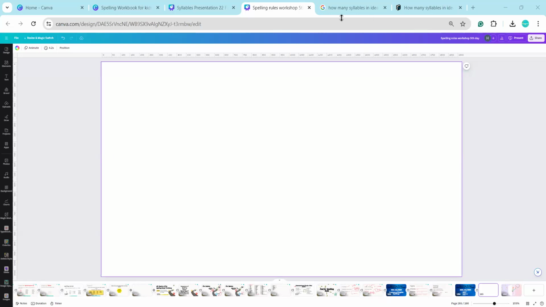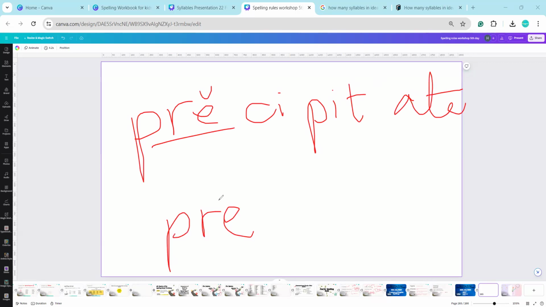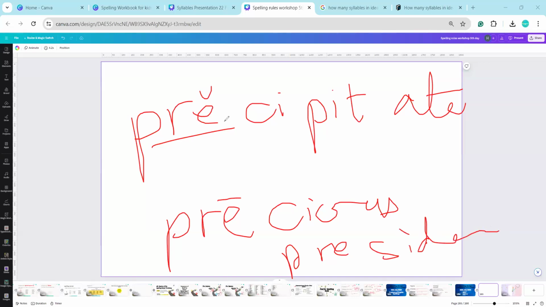Then in the live class of children, there was a word, precipitate. Somebody asked me why this e is saying the short sound, "pre". Why not "pree"? Because pre is a syllable, or you can say a prefix. So I searched for this, because there are many words. In the word precious, it also says the short sound. In the word president, it also says the short sound, but in many words it says the "pree" sound as well.